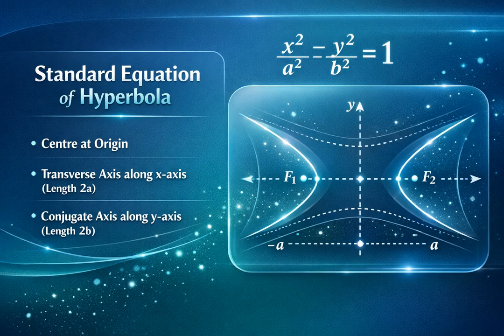The standard equation of a hyperbola with center at the origin is x squared over a squared minus y squared over b squared equals 1. The transverse axis has length 2a along the x-axis. This connects the vertices. The conjugate axis has length 2b along the y-axis. Note the minus sign. This distinguishes hyperbola from ellipse.